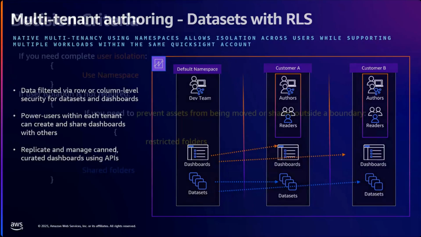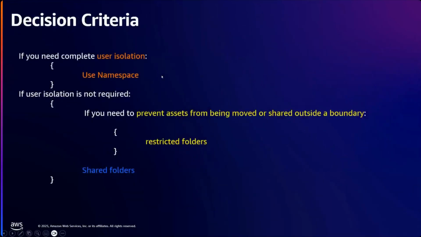Moving on, now let's understand how you make the decision of when to use a namespace versus the alternatives, because this question comes very often, so I wanted to highlight that. So when do you use a namespace versus restricted folders versus shared folders? If you need complete user isolation, you will use a namespace, when users from different groups should never see or interact with each other. In case user isolation is not required, and you want to prevent the assets from being moved or shared outside the boundary, that is where you will go with restricted folders.